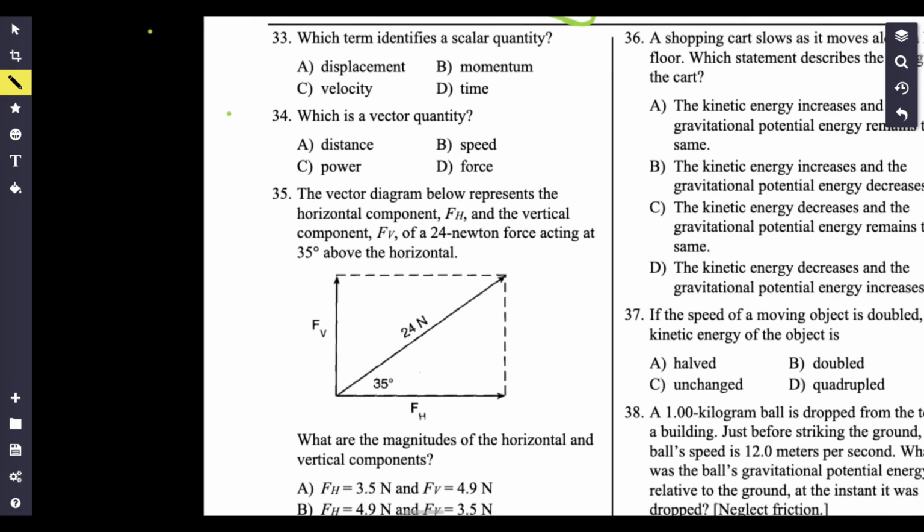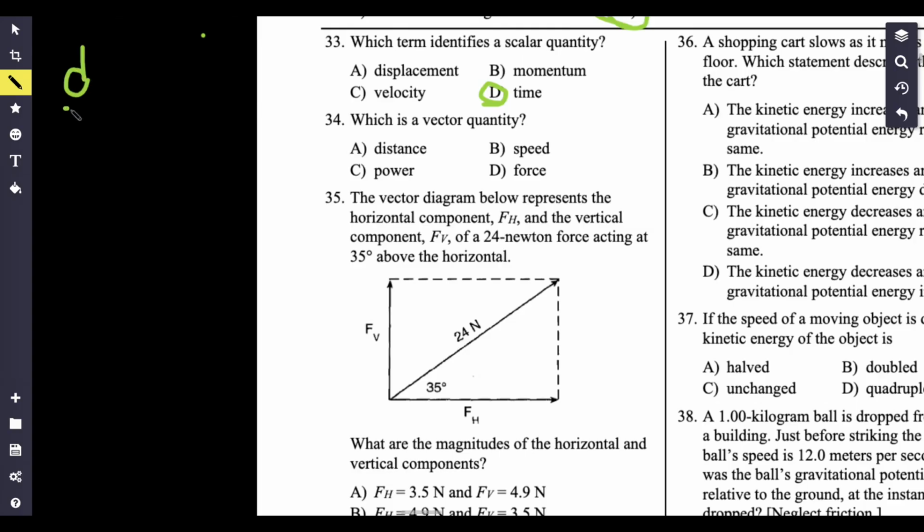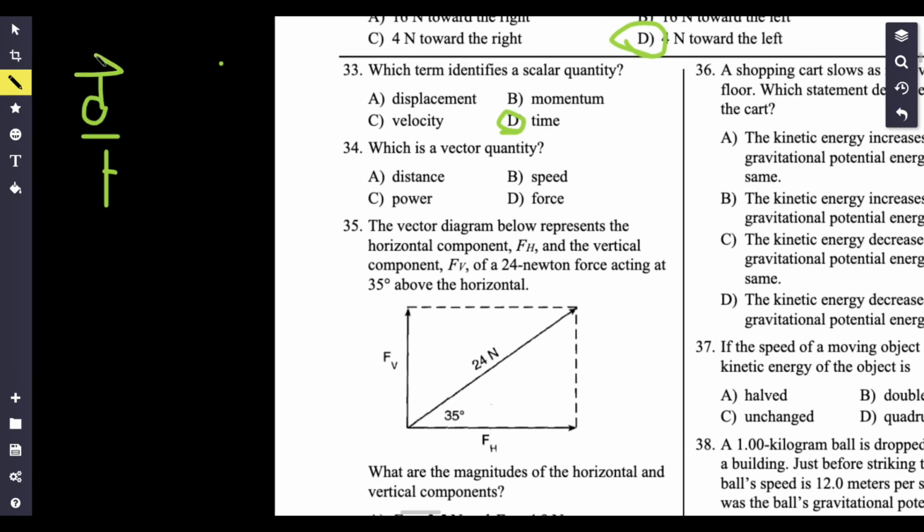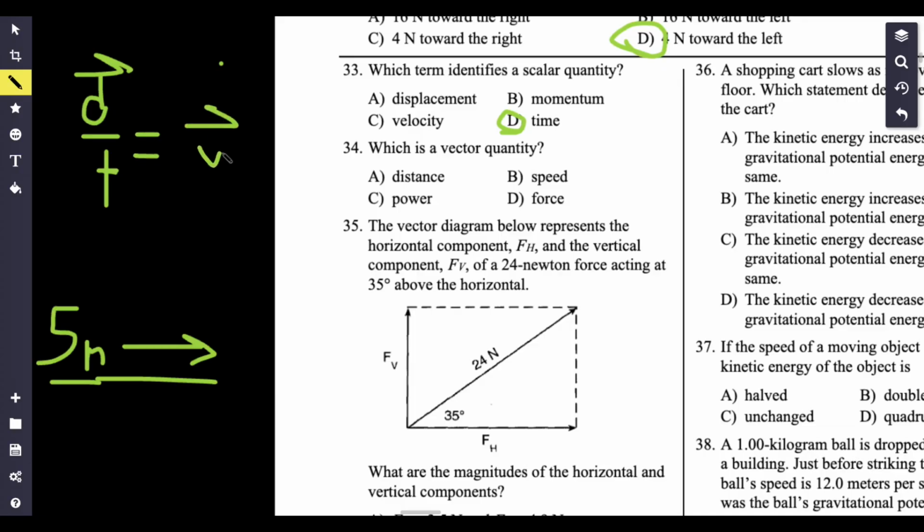Scalar quantity. Scalar, remember, is only a magnitude, no direction. Time, right? The way I know this is that velocity is displacement over time, and displacement is a vector quantity. If I say that I move 5 meters to the right, that is a magnitude and a direction. So if displacement is a vector quantity, then displacement divided by time is a vector quantity too, so velocity is a vector.